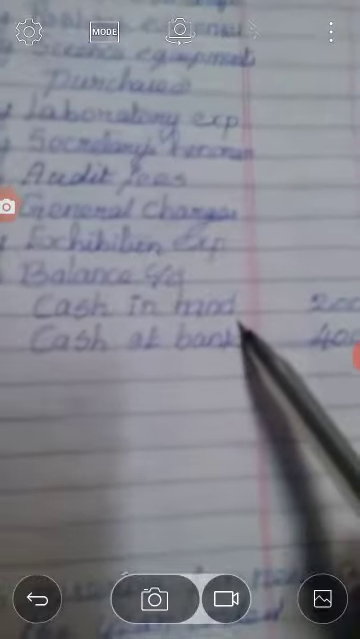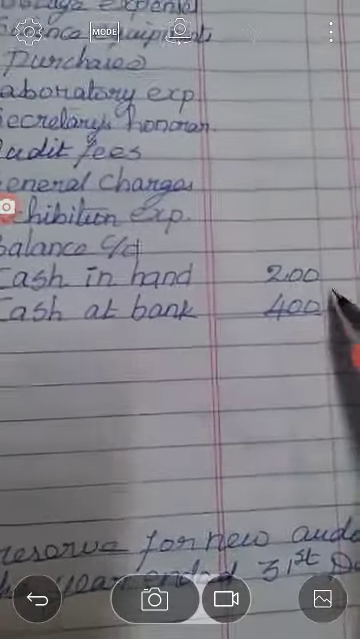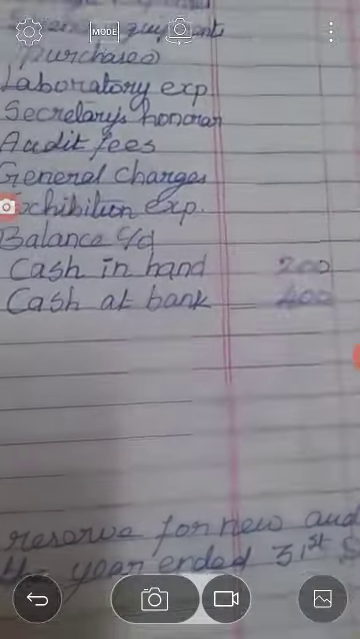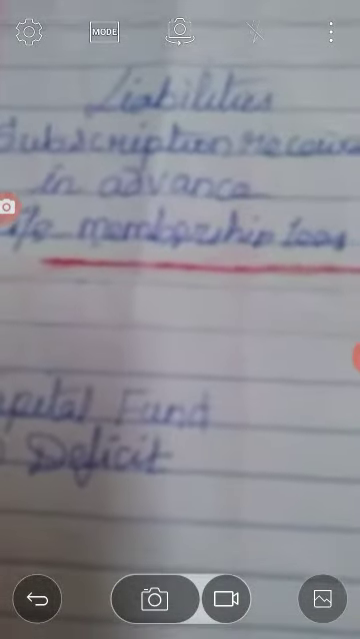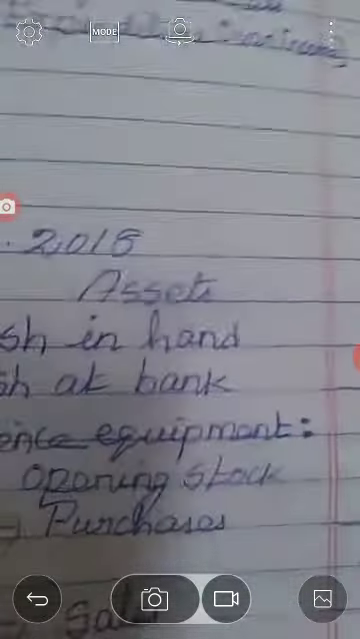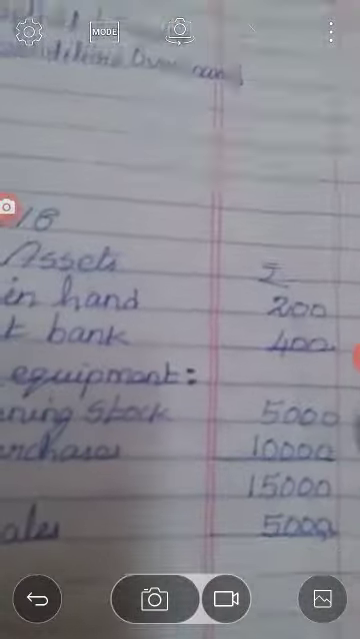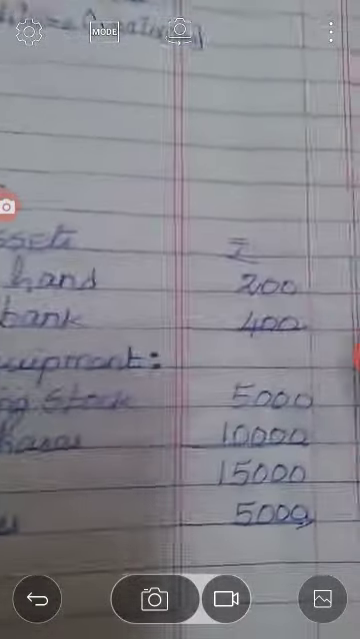Then next, cash in hand and cash at bank. This should be shown on the asset side. In the sum itself the capital fund is given. The opening capital fund 6,400 should be shown on the liability side. The opening cash in hand 200 and opening cash at bank 200 plus 400, 600.